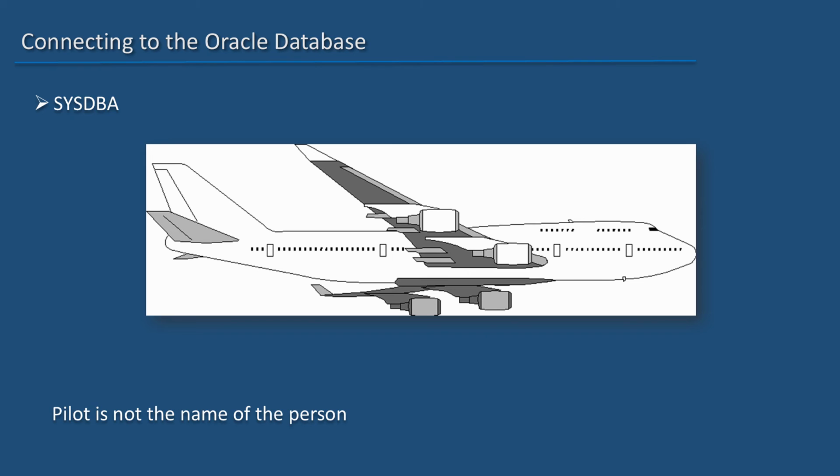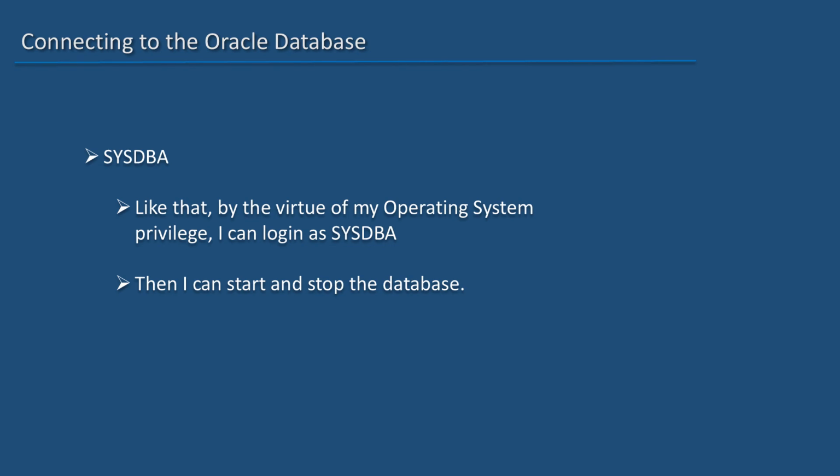For example, in an airplane, pilot is not the name of the person. It's his position in that flight. So when he enters the airplane with the authority as a pilot, then he can operate the airplane. During the next trip, somebody else can come in as a pilot. So like that, by the virtue of my operating system privilege, I can log in as SysDBA. Then I can start and stop the database.